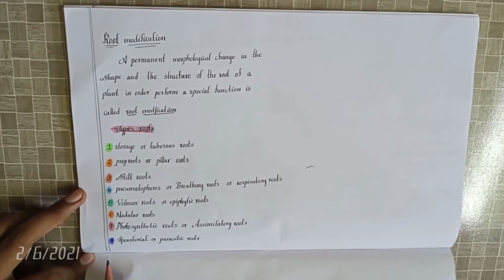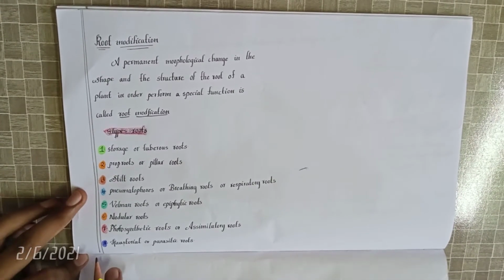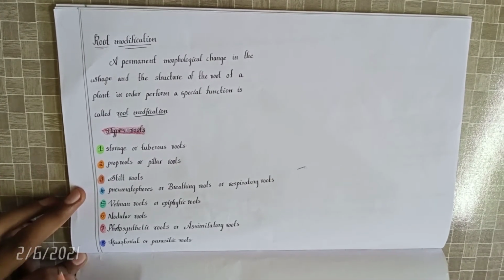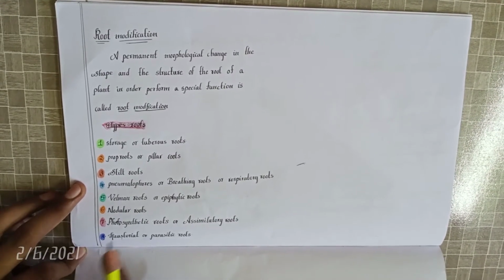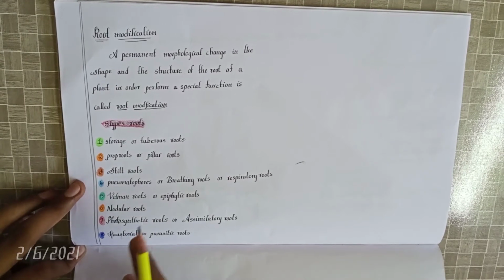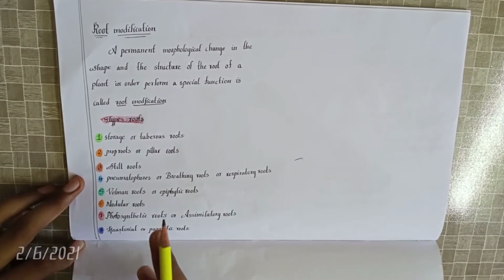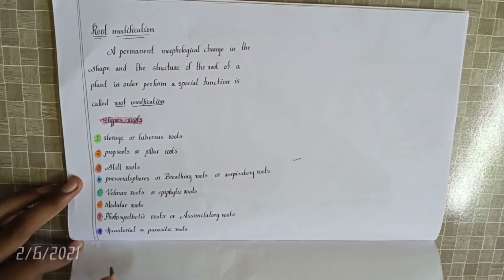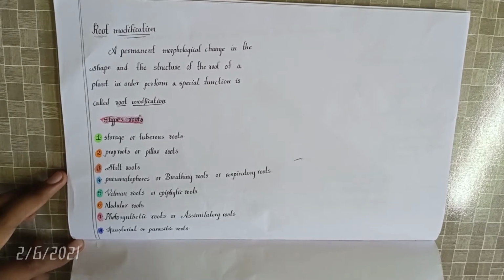Today's topic is root modification. What is root modification? Root modification is a permanent morphological change in the shape and structure of a root in order to perform some special function. What does this mean? It means a permanent morphological change.